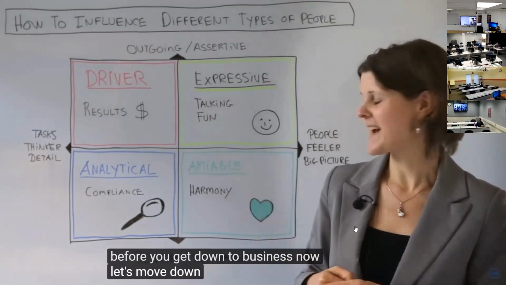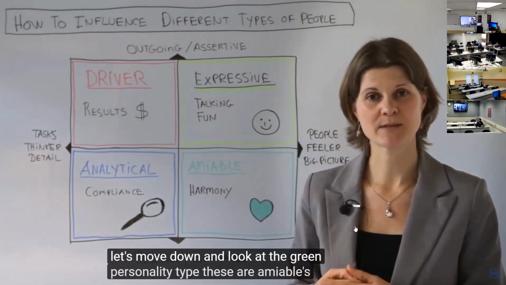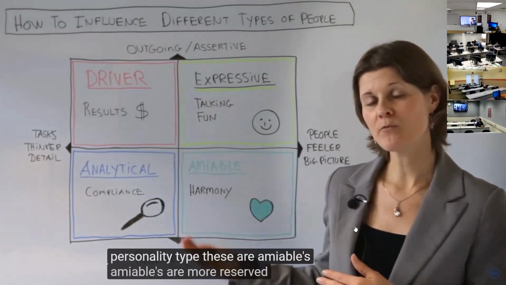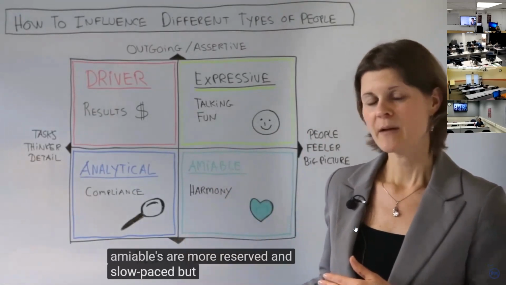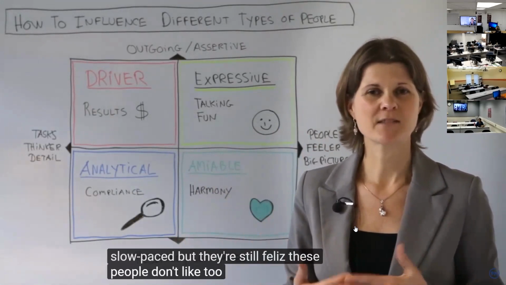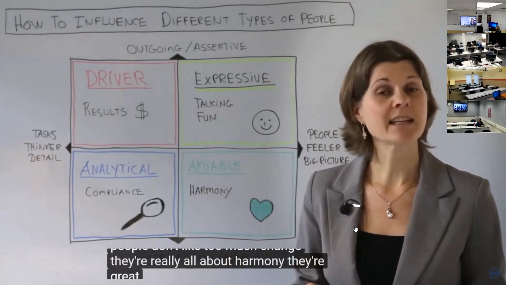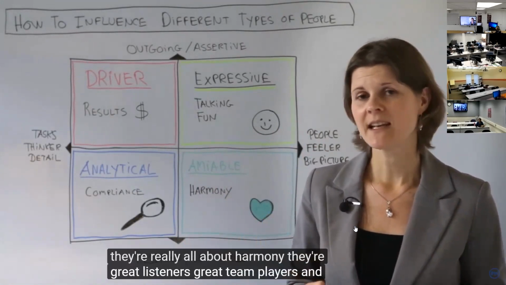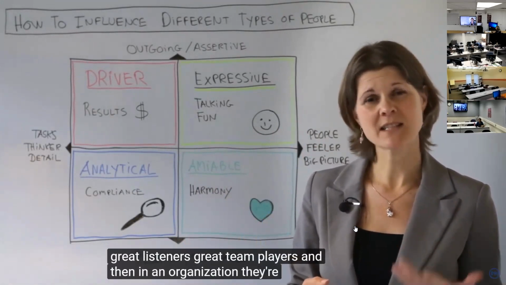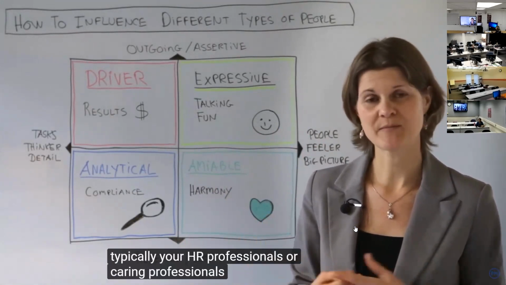Now let's move down and look at the green personality type. These are amiables. Amiables are more reserved and slow-paced. But they're still feelers. These people don't like too much change. They're really all about harmony. They're great listeners, great team players. And in an organization, they're typically your HR professionals or caring professionals.